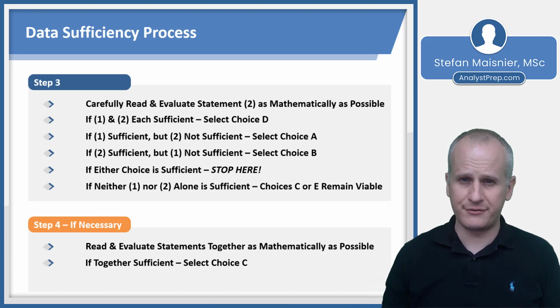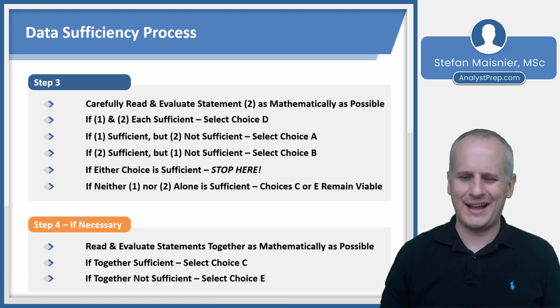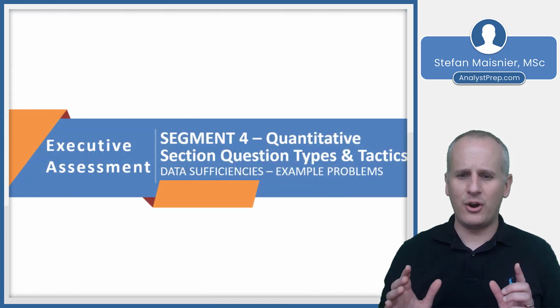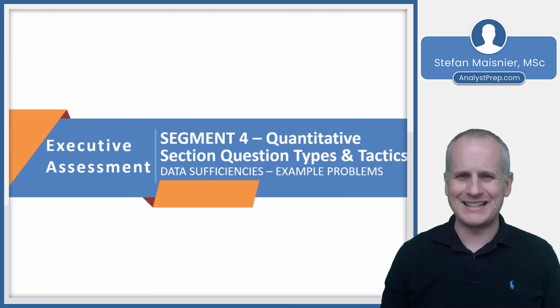If together they're sufficient, then we're going to select C, and if together they're not sufficient, we're going to select choice E. So let's go on over to the whiteboard and take a look at a couple of example problems to see this process live and learn how to approach this unique question type that is only produced by the GMAC as part of the GMAT or this test, the Executive Assessment.